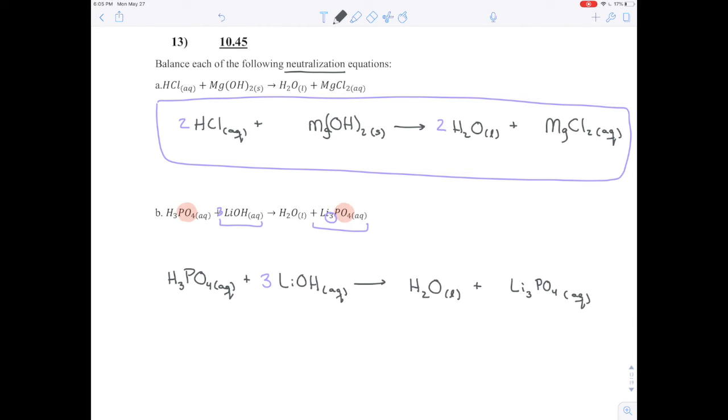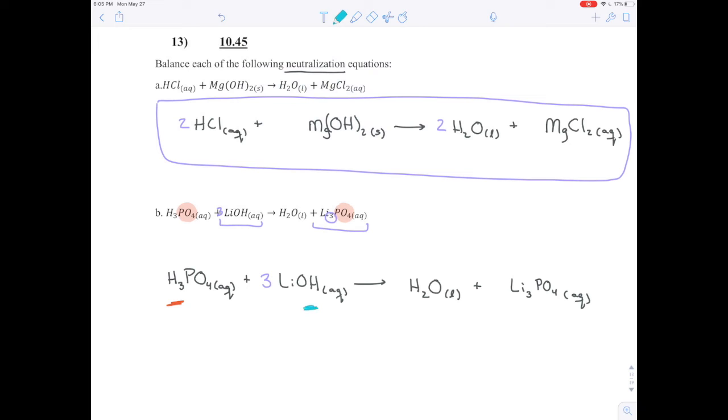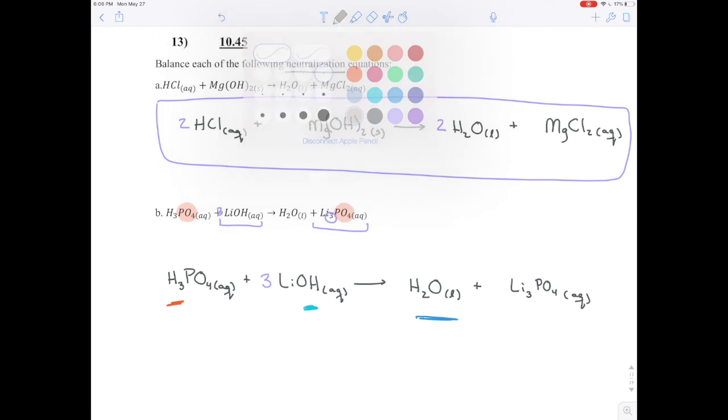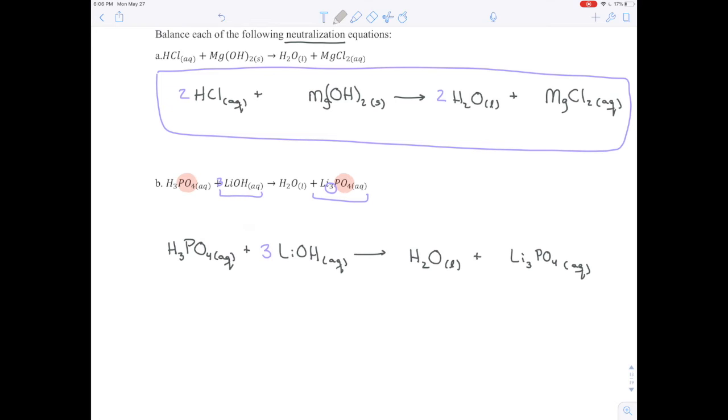Another thing to note is that this is a neutralization reaction. We have an acid, you can tell by the H's in front. We have a base, you can tell by the OH minuses. We have water, and we have a metal and a non-metal. That's a salt. So an acid plus a base giving water and a salt is a neutralization reaction.